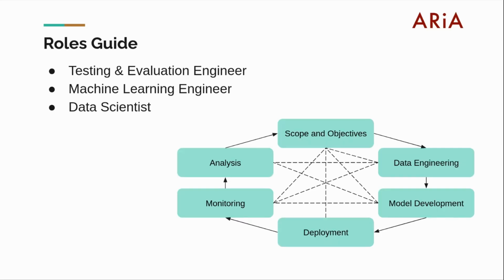And then we also have the roles guide. I think one of the talks yesterday mentioned that it's very easy to lose yourself in this process. Am I a testing and evaluation engineer? Am I a machine learning scientist? Am I a data scientist? There's a lot of interchangeability between these roles, and sometimes you can get lost trying to categorize yourself and not see the big picture.